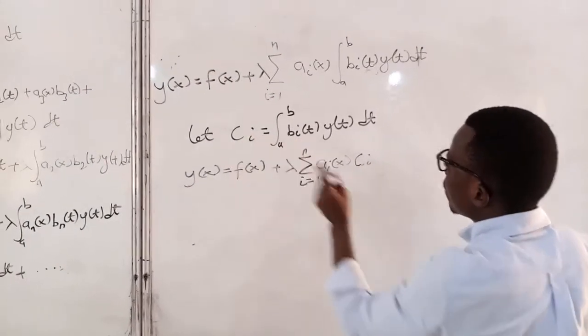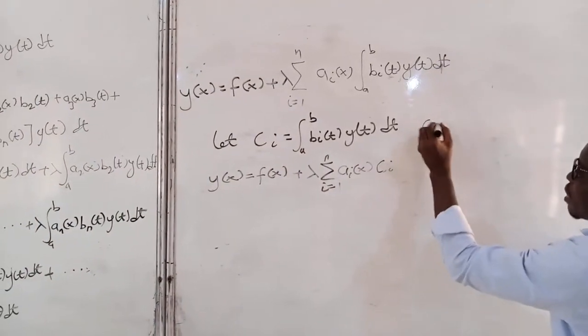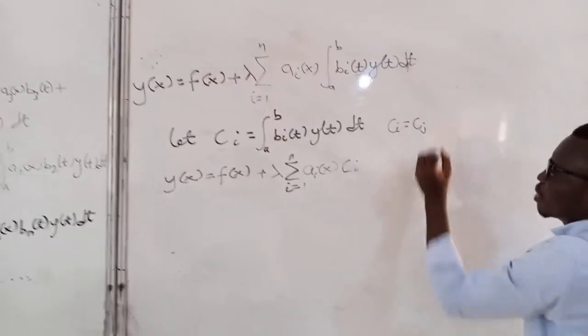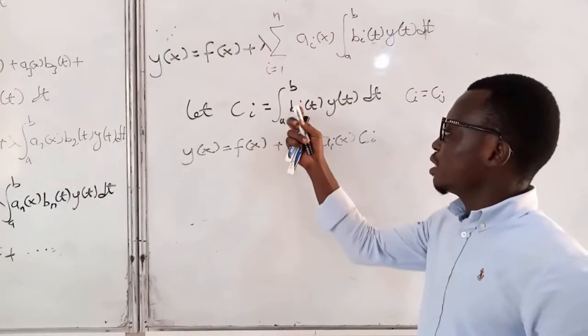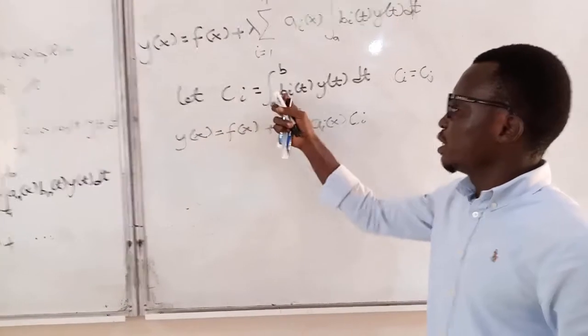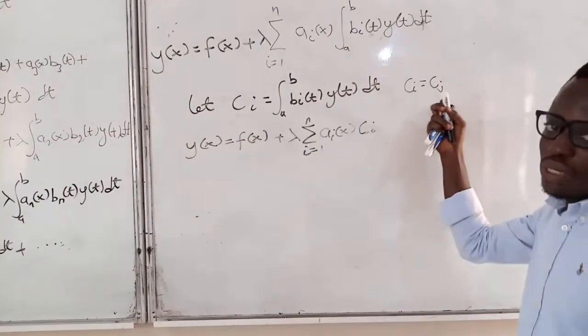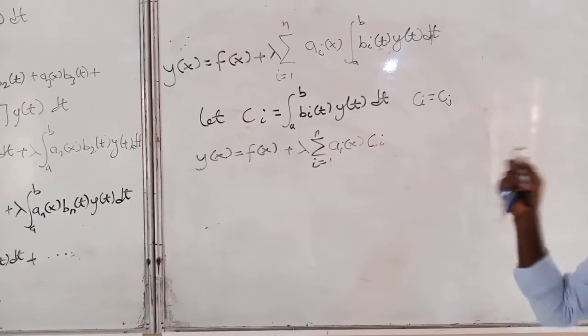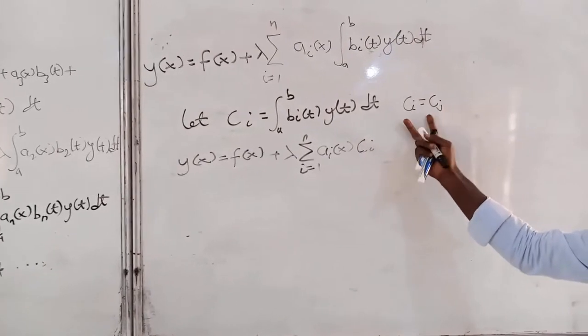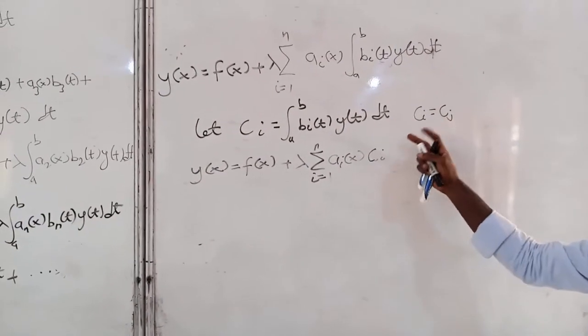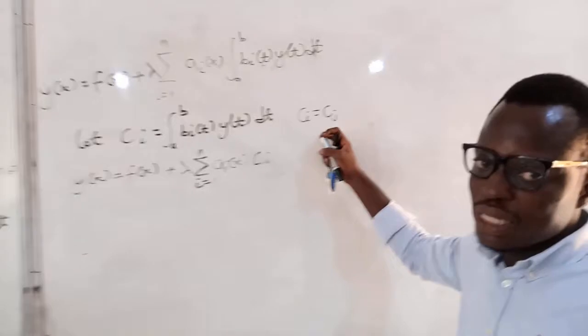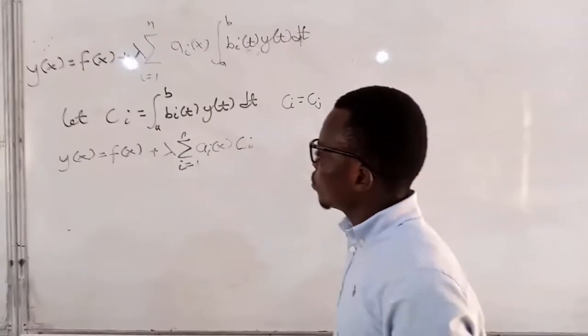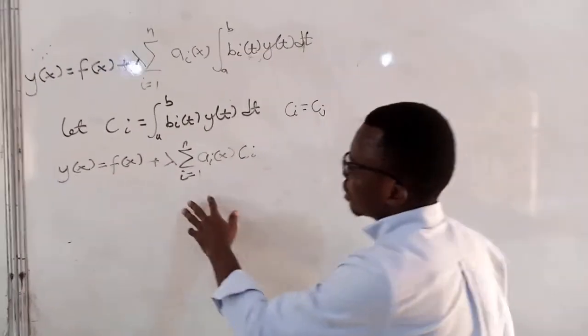Let's note it here. If I have ci is the same as cj, because if I change this index to j, we will still have the same thing. Ci is the same as cj. So I will be using this interchangeably. So if I don't use the c, I will use the cj. Now we have this equation.